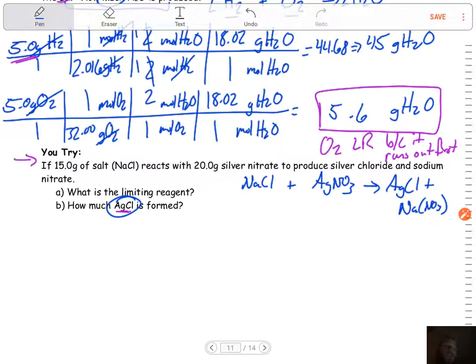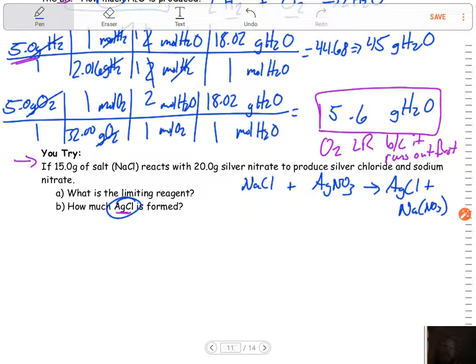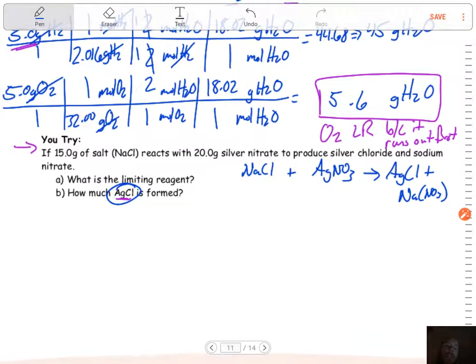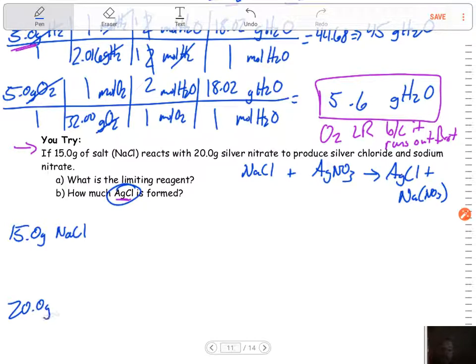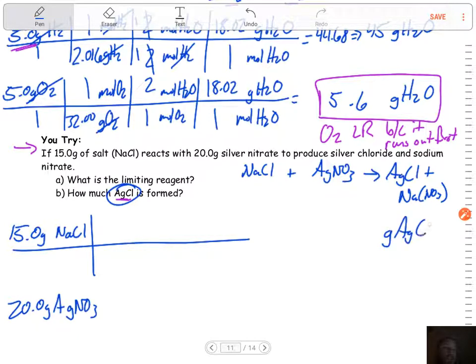Now the product that I'm going to choose here is AgCl, since we have to figure out how much of that is formed anyway. You could convert both of them to NaNO3, sodium nitrate, but then you would also have to go back and redo a third gram to gram problem using your limiting reactant to get to AgCl. So to make your work a little bit easier and quicker, just go to AgCl right from the get-go. So I've got 15 grams of NaCl, and I've got 20 grams of AgNO3. All right, so gram to gram, I'm trying to get to grams of AgCl.